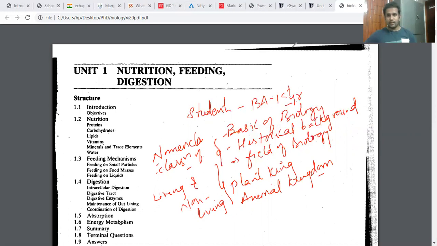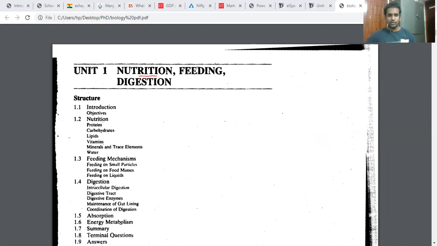So today, altogether, I am starting a very new topic that all of you might really love. And that is what we do generally in our day-to-day life. That is nothing but nutrition, feeding and digestion. Nutrition, feeding and digestion. Fine. So here we are going to study about introduction and nutrition related things, and how do we derive nutrition.